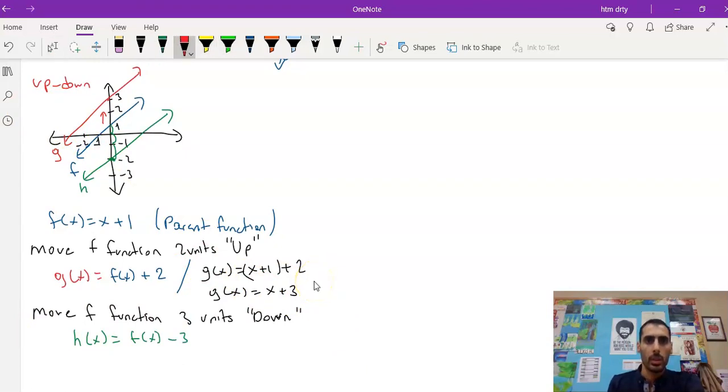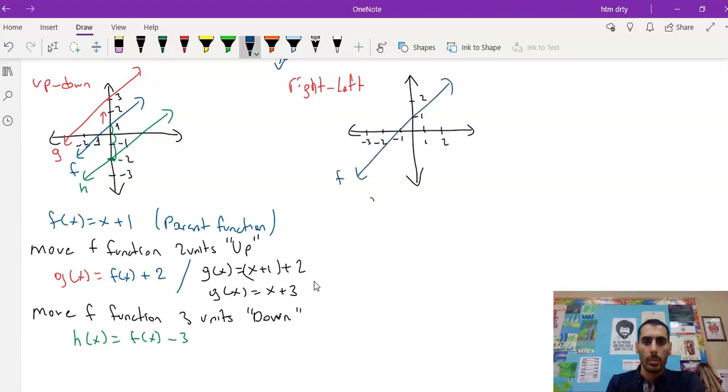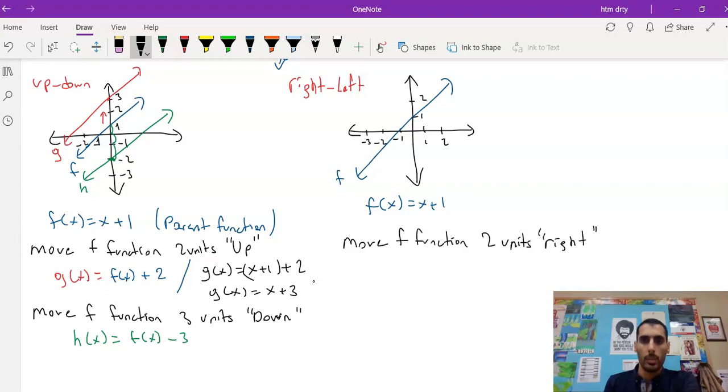The next one is right and left. So now on this one we are going to see how it's going to change if you move the graph of the function to the right or left. So let's have the same function. This function is defined as x plus 1. And I'm going to move that function 2 units right. And let's see what's going to happen if you move it 2 units right.